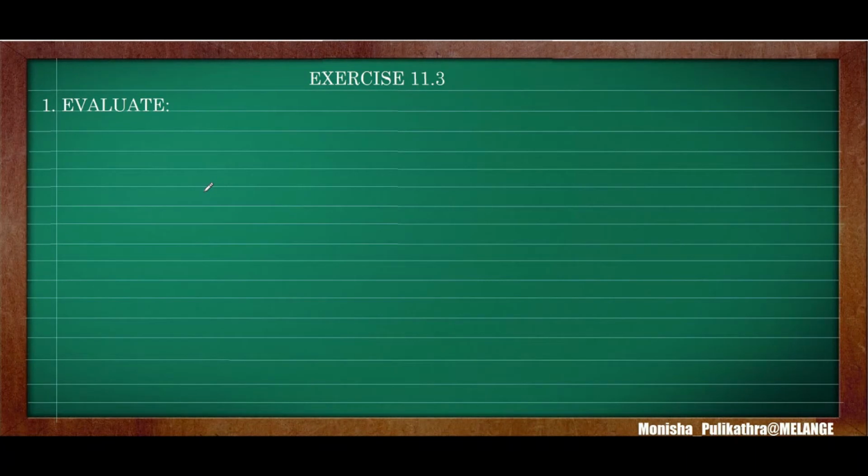Moving on to the first question of exercise 11.3. First one is evaluate. I will tell you how to do that. For this, we need to use the complementary angles. Here the first question is sine 18 degree divided by cos 72 degree.